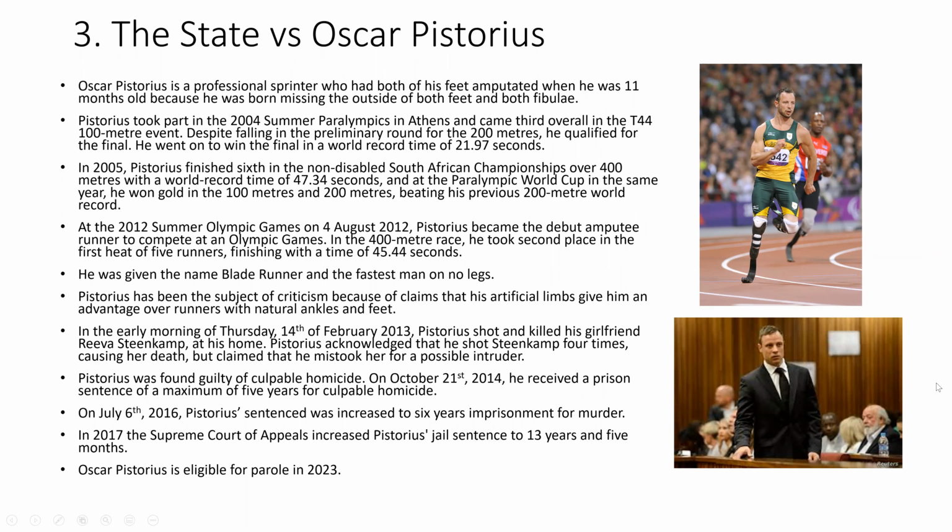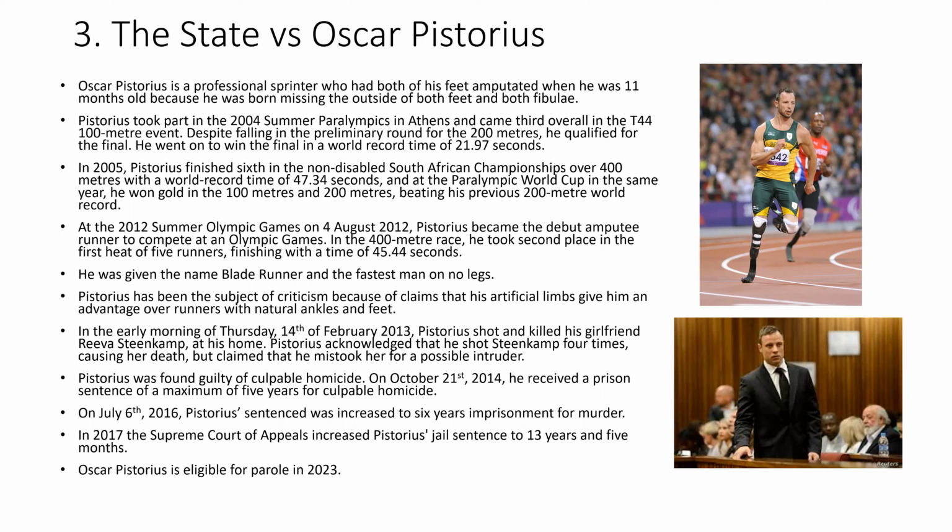Number 3, the state versus Oscar Pistorius. Oscar Pistorius was a professional sprinter, and he had both of his feet amputated when he was 11. Pistorius took part in the Summer Paralympics, came in 3rd place. In 2005, he finished 6th in the non-disabled South African Championships. And at the Paralympic World Cup in the same year, he won the gold, beating his previous record.